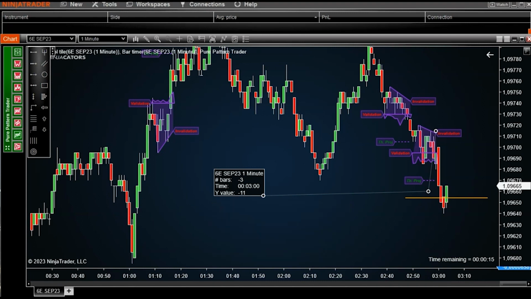But this was all made possible and identified automatically by my pure pattern trader software, which tracks 8 different patterns all automatically, as well as that market scanner that identifies these opportunities for you, so you don't have to be glued to your screen all day long.